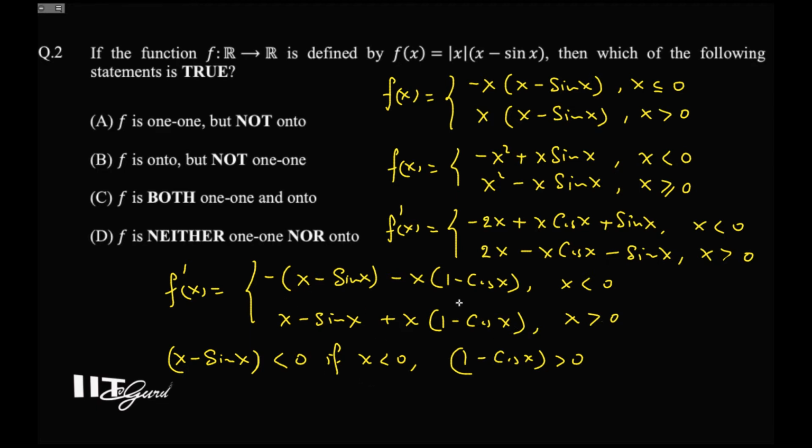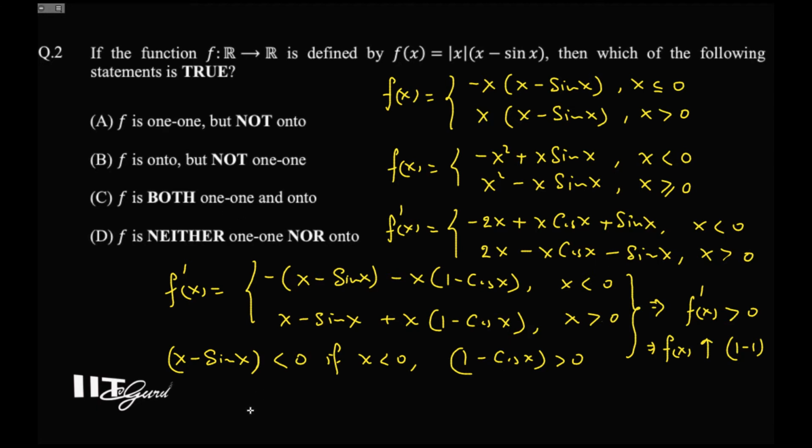So in a nutshell, the conclusion is that f dash x is always positive, strictly positive. This shows that the function is increasing for x belonging to all real numbers. As f(x) is increasing, we can say it is one-one. So it is one-one, okay.